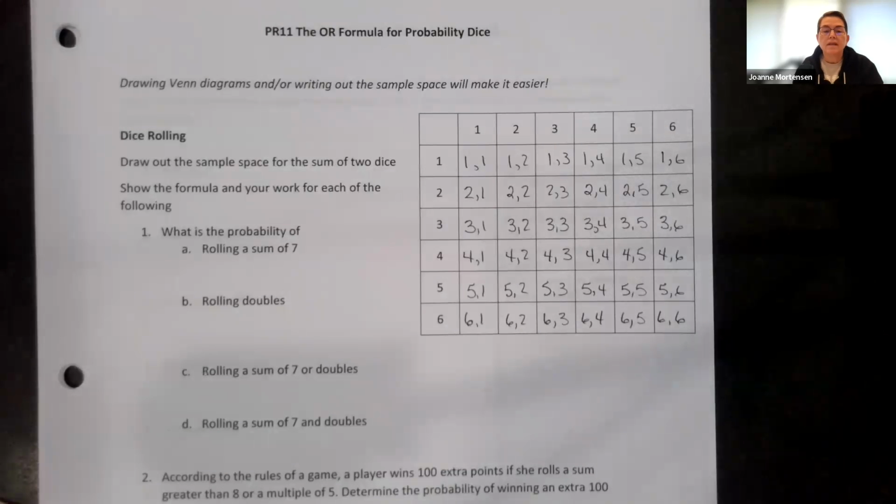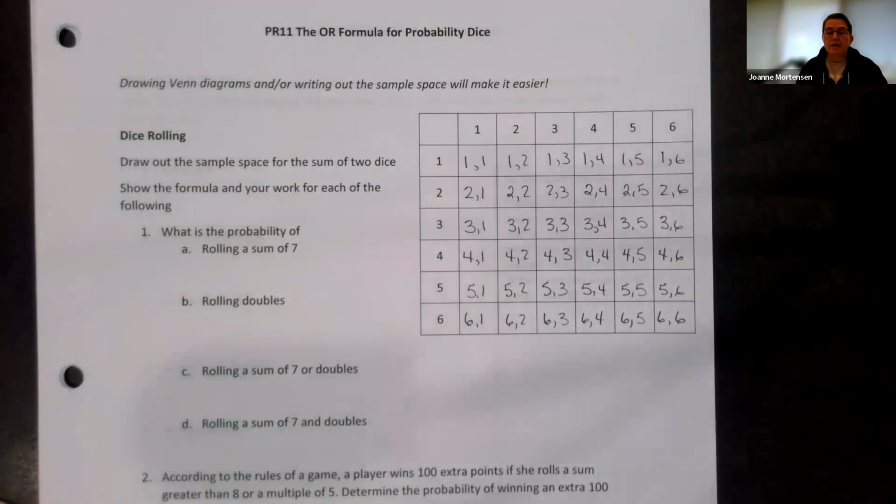Hi, everybody. This is probability video number 11, and we are still talking about the OR formula. We did an introductory video, number 10. Maybe you just finished watching it. It was basically how do you tell the difference between things that are mutually exclusive and not mutually exclusive, and I hope I clarified it so that you can remember the difference.